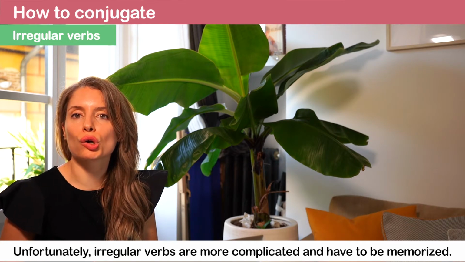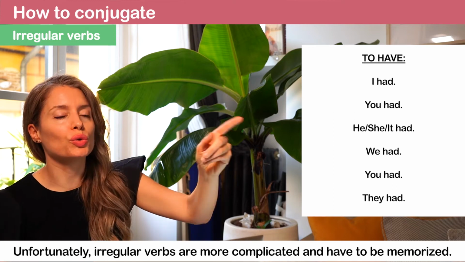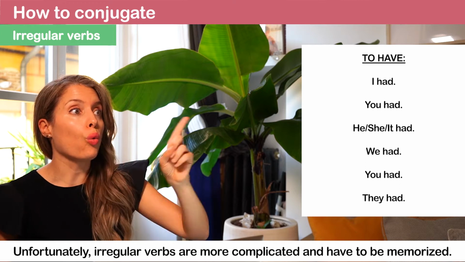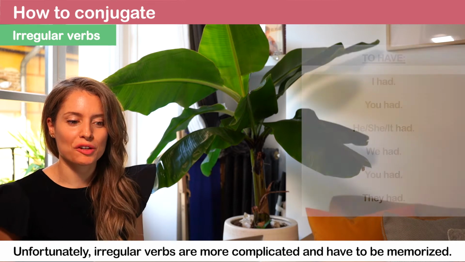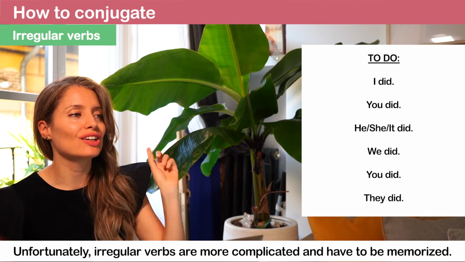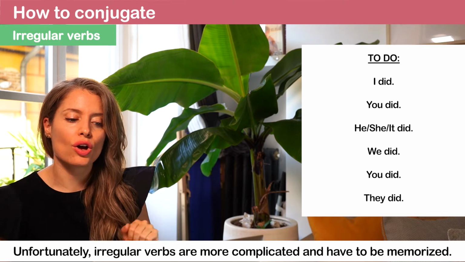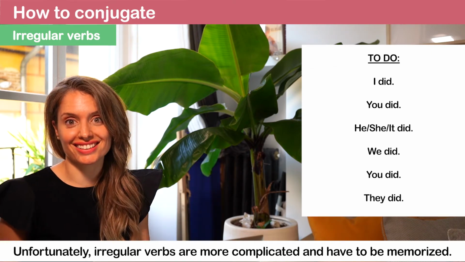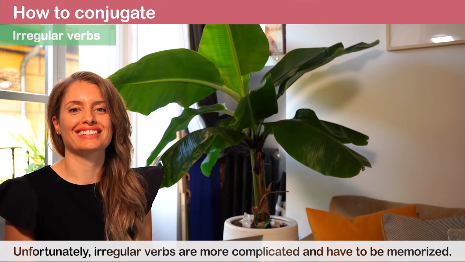Another irregular verb is to have, which we would say I had, you had, he, she, it had, we had, you had, they had. And finally, the verb to do. I did, you did, he, she, it did, we did, you did, they did. And there you have 3 common irregular verbs.